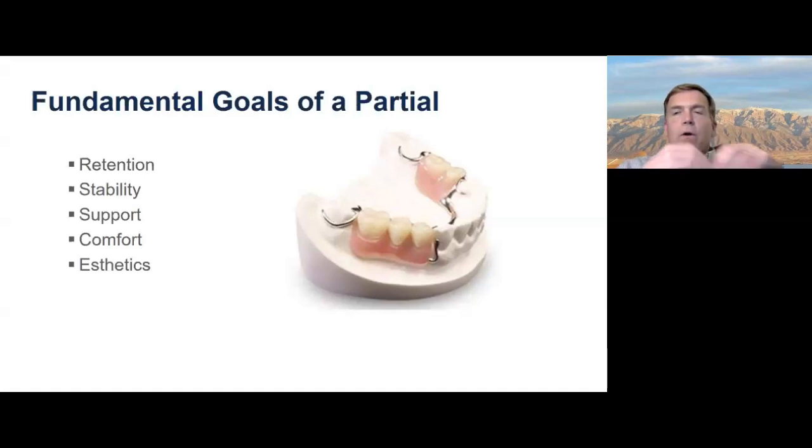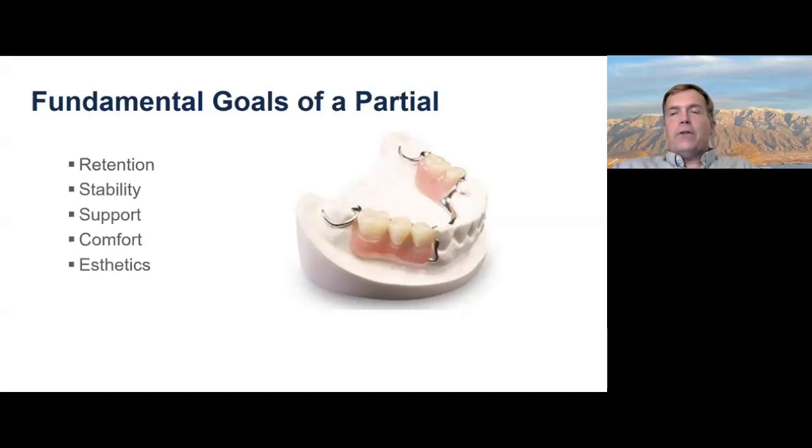But, you know, again, good communication ahead of time can sure take care of a lot of finger pointing at the end. That's really important. Our support is kind of a double-edged sword. So the partial needs to support the surrounding tissue. So sometimes it's going to be supporting the cheeks or the lips. And we want to make sure that it provides appropriate support, but not too much.